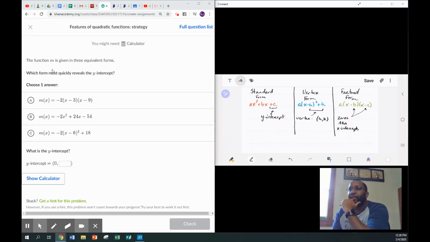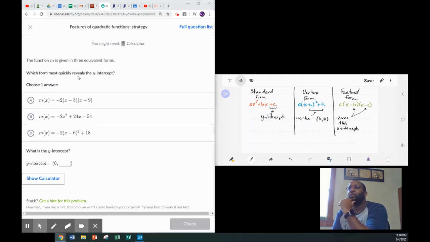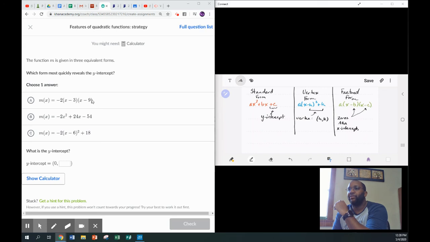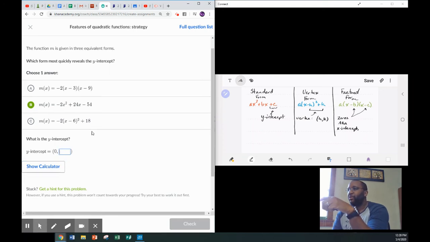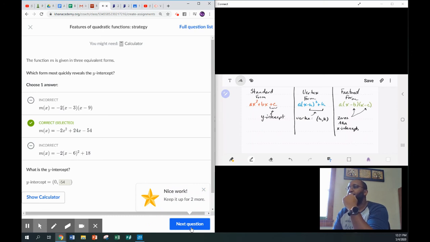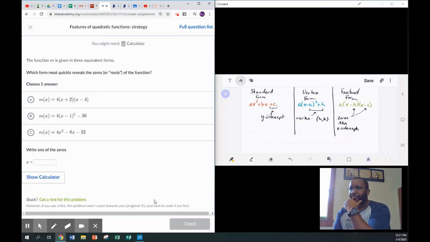All right, the function m is given in three equivalent forms. Which form most quickly reveals the y-intercept? Well, we already said standard form reveals the y-intercept fastest. So that's going to have to be B. That's the one that's in standard form. And then it asks us what is the y-intercept, and we're going to say, well, it's just sticking out right at us, -54. So -54, and that should be good enough. Sure is. Let's do another one.